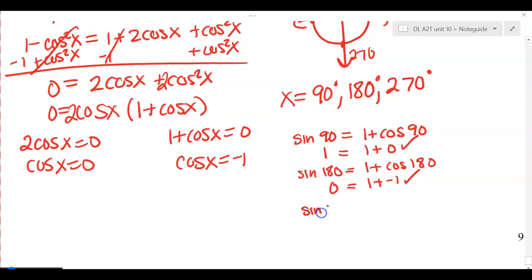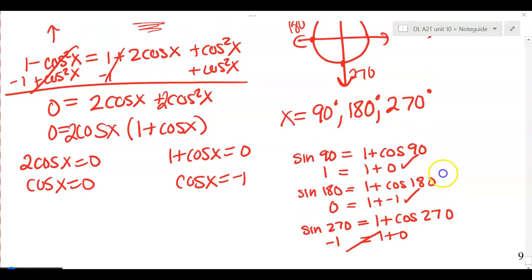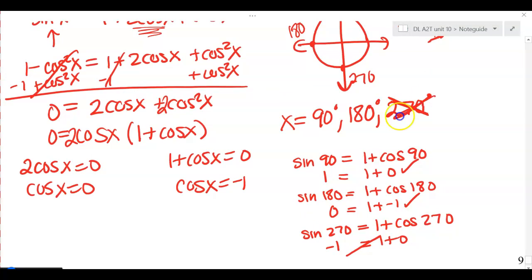And then lastly, I'm going to test 270. So sine of 270, 1 plus cosine of 270. Sine of 270 is negative 1. 1 plus 0 does not equal negative 1. So 270 in this case is extraneous. And my solutions are the two numbers there, 90 and 180.